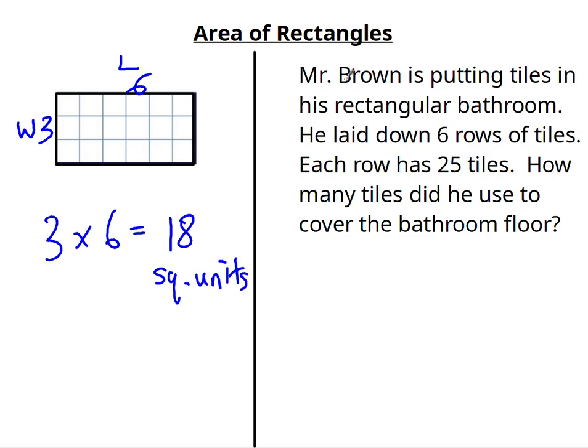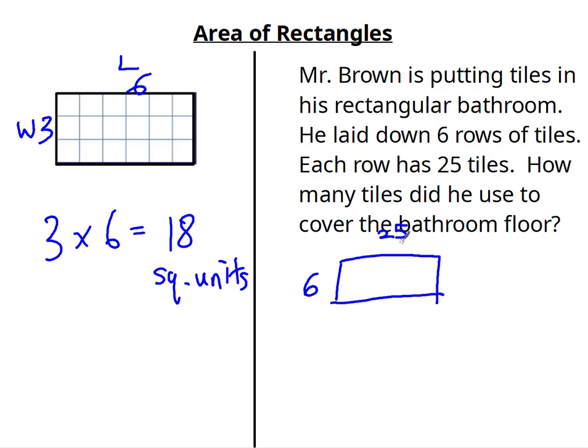In this example, Mr. Brown is putting tiles in his rectangular bathroom. He laid down 6 rows of tiles. Each row has 25 tiles. How many tiles did he use to cover the bathroom floor? Because he's covering the bathroom floor, we know that this is an area question. I don't see any picture, so I'm going to draw my own picture, and I'm going to label these numbers. There are 6 rows. Each one has 25 tiles.